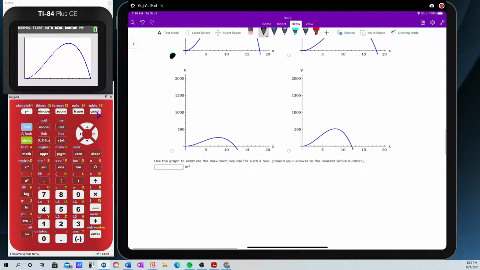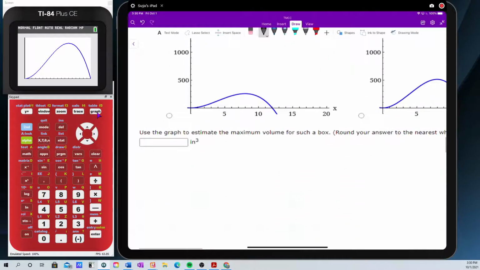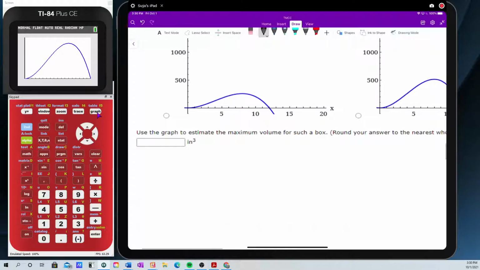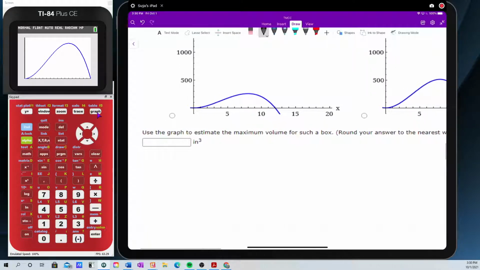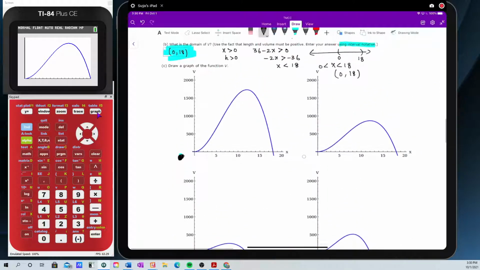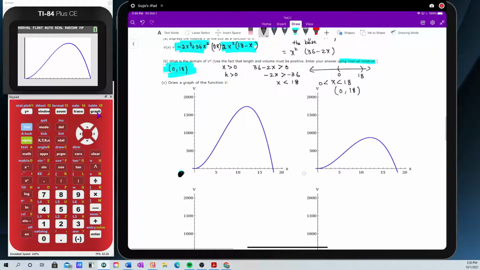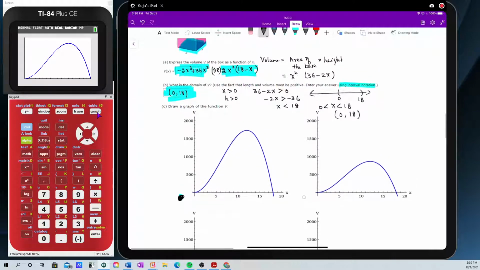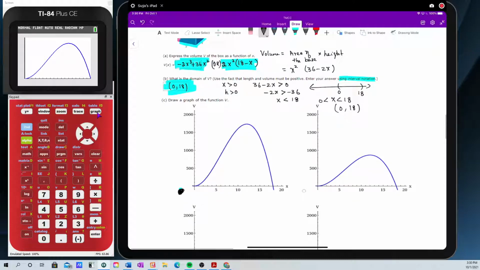Now last but not least on this problem, it's asking to use the graph to estimate the maximum volume for such a box. Along the x-axis is going my length of the base, the x value, and the y-axis is going my volume. So I know that this is the maximum point, so the maximum y value is what it's asking for.